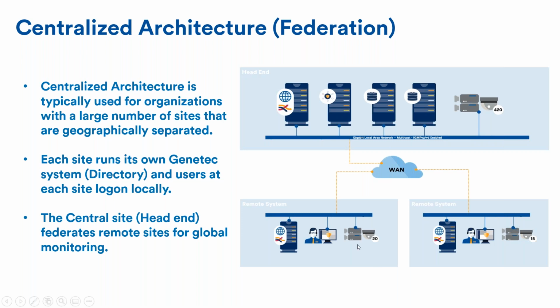Now, in the scenario where the network gets disconnected between the head end and the remote sites, all this means is that those logged into the remote site or the head end directory can no longer view video or run reports at the remote sites. But because the remote sites are systems in and of themselves, you can still log into the remote sites because they have directories, and then you can do your monitoring and investigation easily.